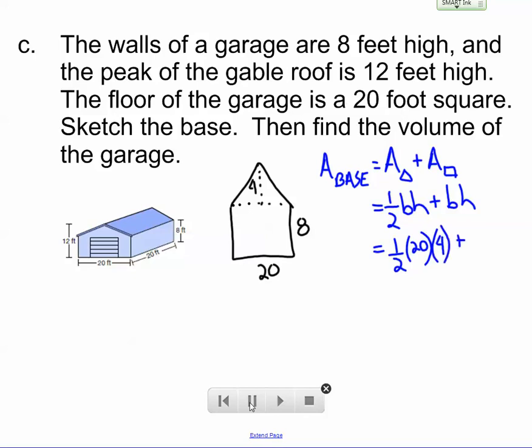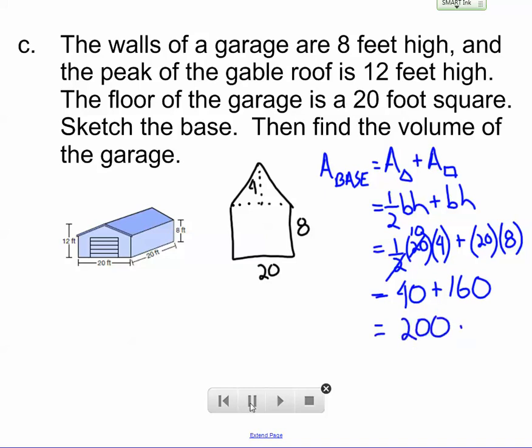The rectangle's base is 20 also, and its height is 8. So the area of the triangle is 40 square feet, and the area of the rectangle is 160 square feet. So the area of the base is 200 square feet. So we did all that work just to find the area of this front of the garage.